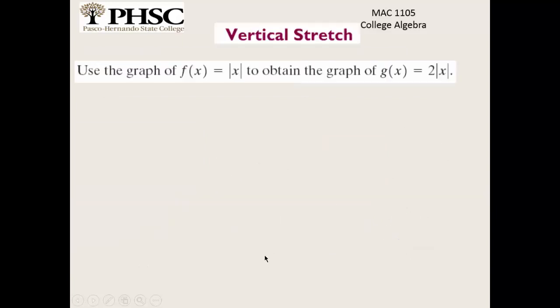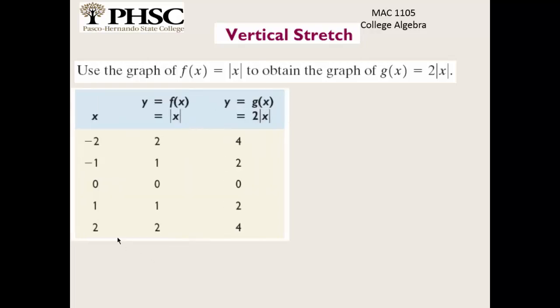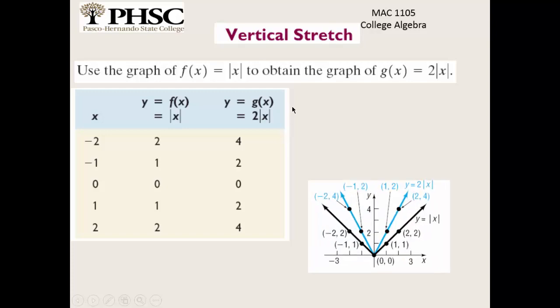Here the base function is f of x equals the absolute value of x. We're going to obtain the graph of g of x equals 2 times the absolute value of x, and this is what we call a vertical stretch. The original ordered pair is -2, 2, but since we're multiplying by 2, our output 2 becomes a 4. You can see that we're just doubling the output. And this is what it looks like.